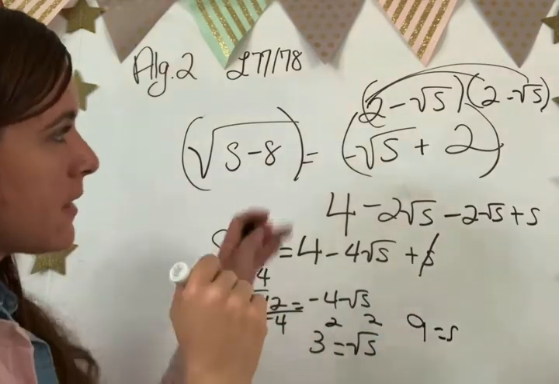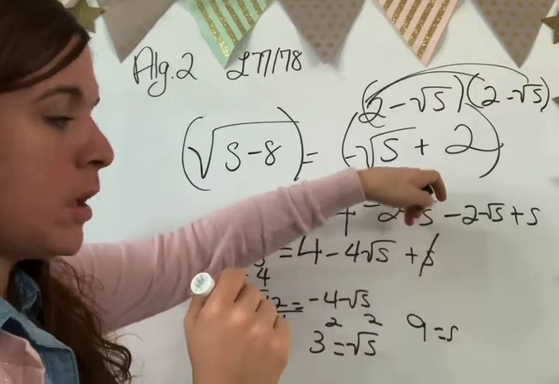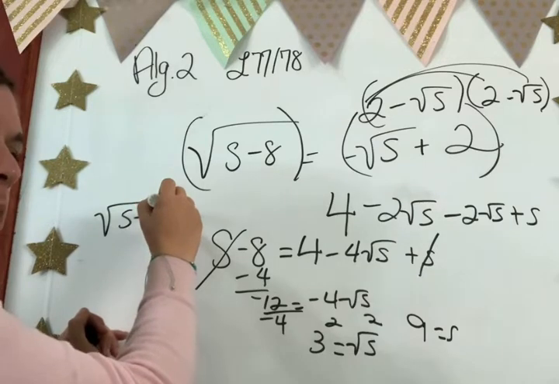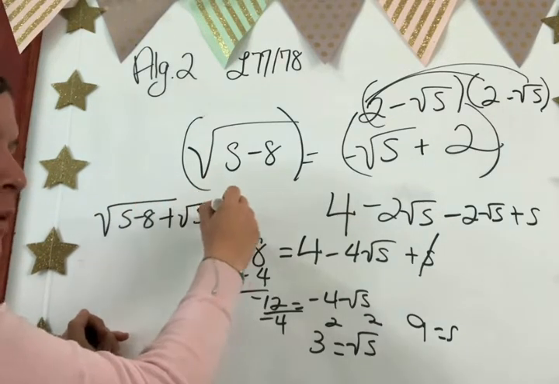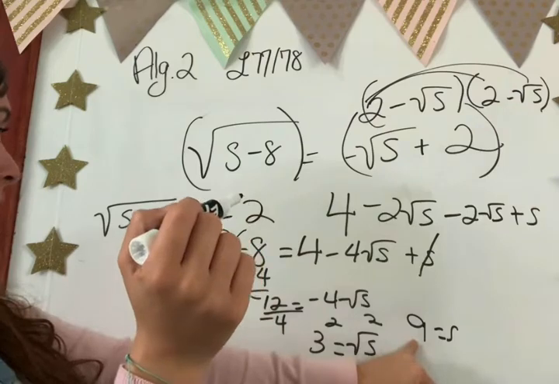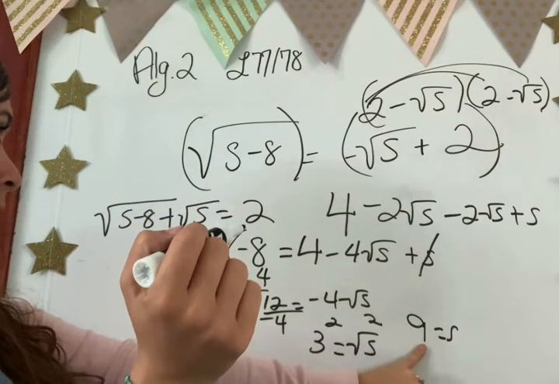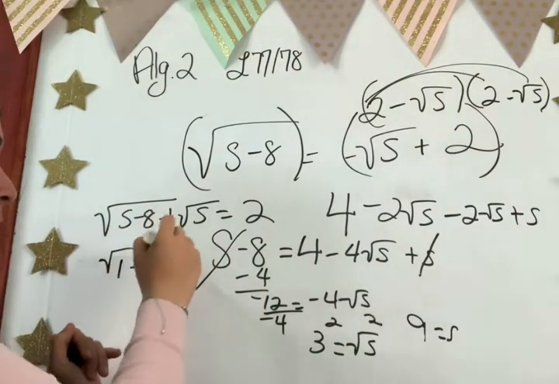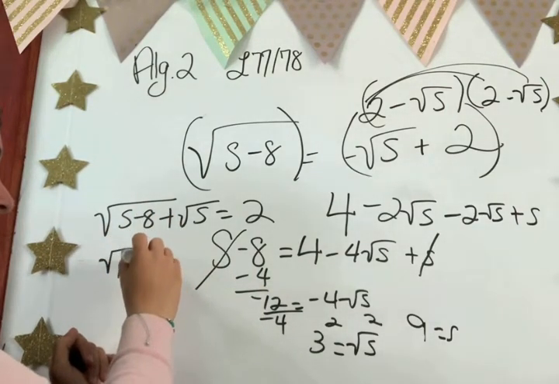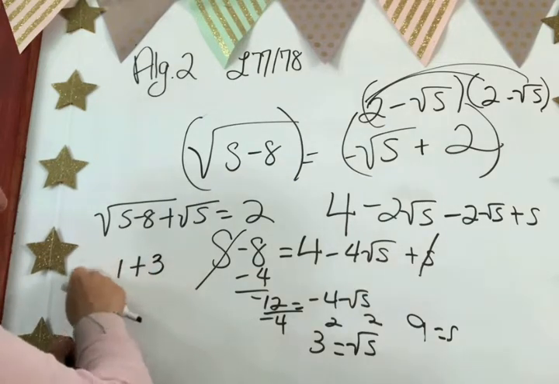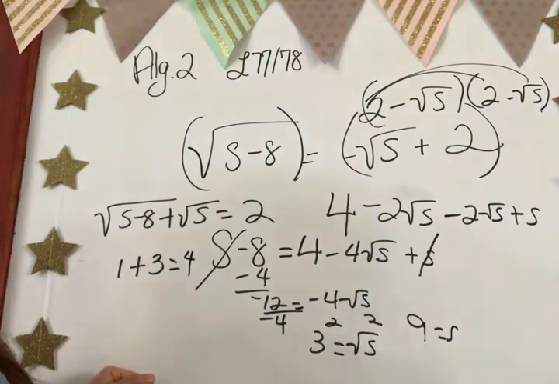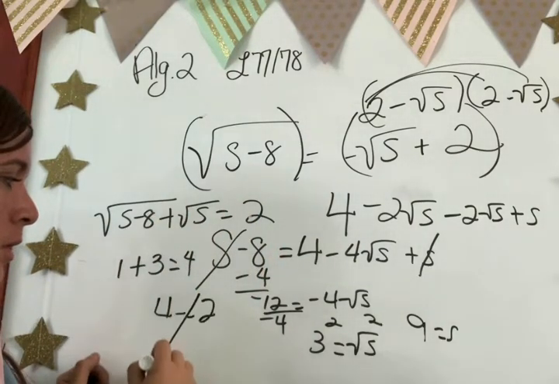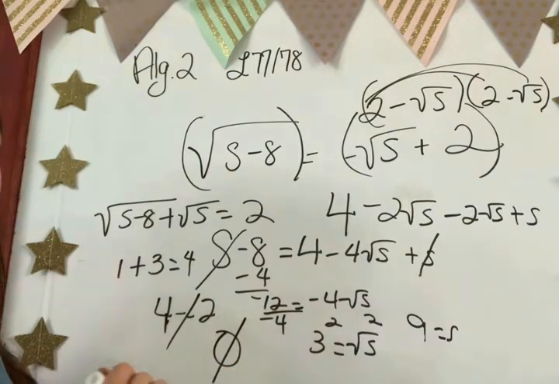Okay, but now we put it into the original problem. Let's write it over here. Again, the original problem is s minus 8 plus square root s equals 2, right? Okay, s minus 8 is 9 minus 8, which is 1. So we have square root 1 plus square root 9, which is 3. And square root 1 is 1. And we get 4. But it should equal 2. So 4 does not equal 2, which means there is no solution to this actual problem.